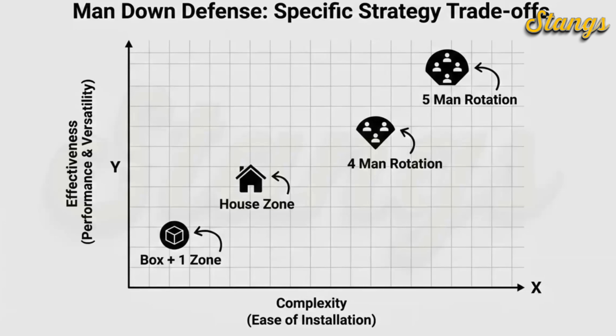So we're going to go over four different types of man down defenses today, and this is the chart of where they start from complexity and effectiveness, and then move up. My hope is if you're a box and one guy, we can teach you how to run a house or a rotational that might man up. If you're a house guy, maybe we can add a rotational defense to your repertoire this year, so you can be more effective on the man down.